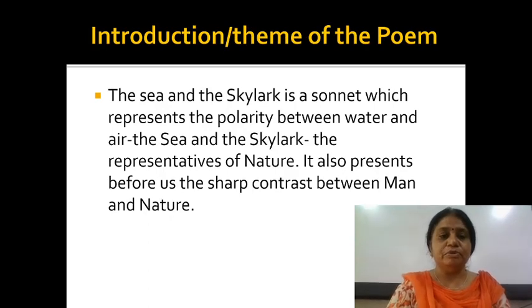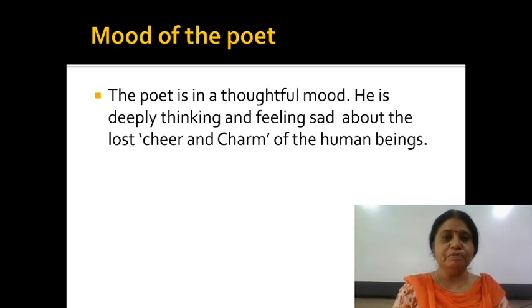Now, this poem, which is included in our course of study, The Sea and the Skylark, is a sonnet which represents the polarity between water and air, sea and the skylark, the representatives of nature. These two entities are the representatives of nature. It also presents before us the sharp contrast between human beings and nature. So this was the introduction or the theme of the poem.